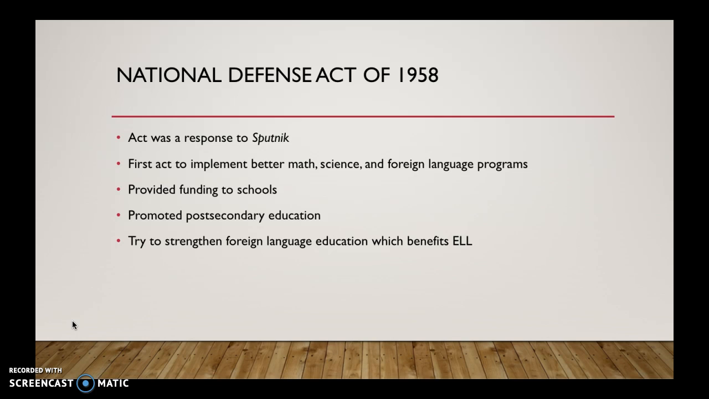They promoted post-secondary education a lot, and they tried to really reinforce, like I said, the foreign education for foreign language, and that really pushed the English language learners to be a bigger role and try to get those kids to succeed more in learning both English and whatever their other language might be.